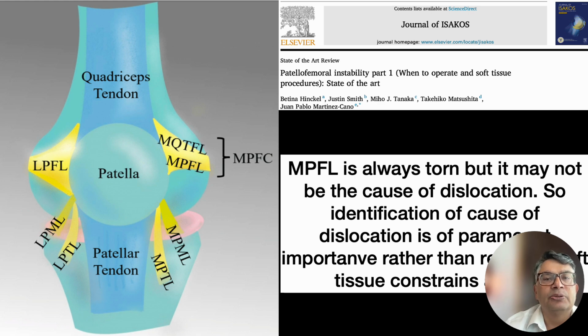And what this paper concludes is that the MPFL, or the MPFL complex, is always torn, but it may not be the cause of the dislocation. So identification of the cause of dislocation is of paramount importance rather than just reconstructing or repairing the soft tissue constraints.